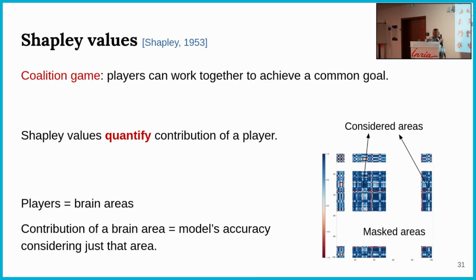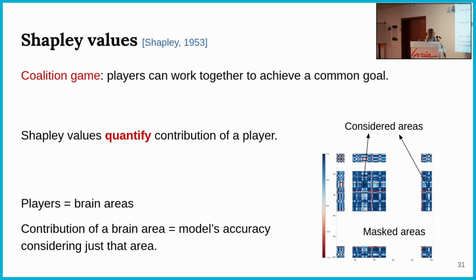So to understand which one of these subnetworks was the most important, we used the Shapley value technique. Shapley values were introduced in the coalition game context, and a coalition game is a game in which players can work together to achieve a common goal. And Shapley values quantify the contribution of each player in a coalition of players.